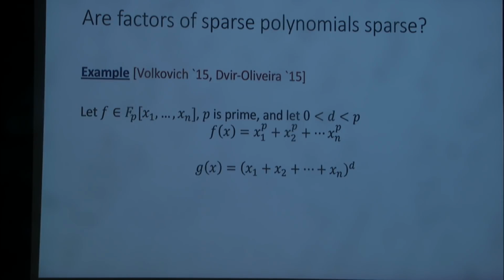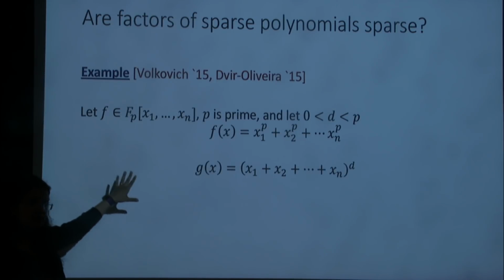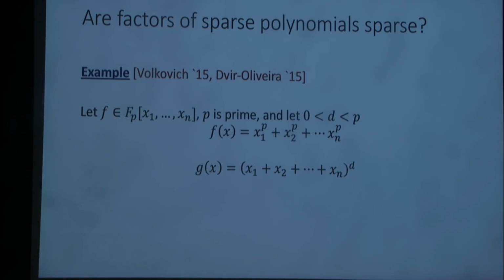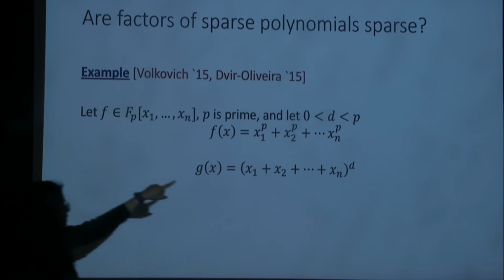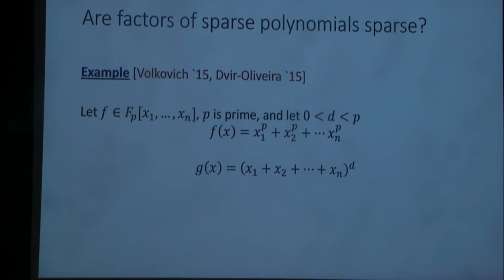Here is another example. This was the example, in some sense the best known, but here's a bit of a weird example. So p is prime, and we're working over F_p. Look at f to be the summation of x_i to the p. That's the same as summation x_i, whole to the p. So for any d between 0 and p, summation x_i to the d is a factor. Okay, so the sparsity of f is really small. It just has n monomials.